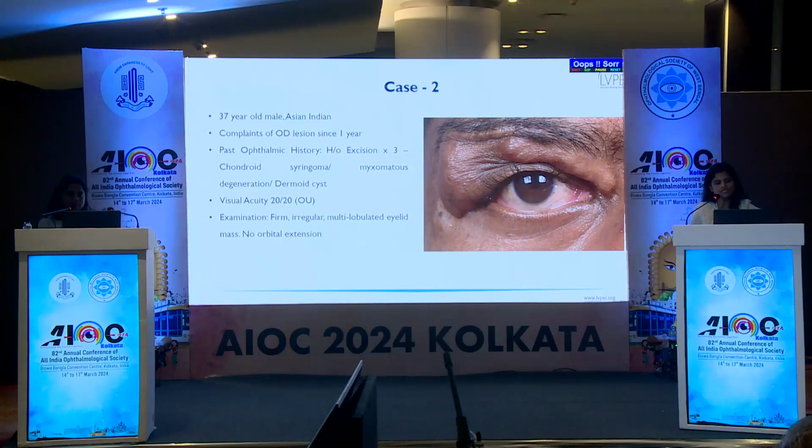And if you look into history as well, you can see that the patient has actually undergone 3 surgeries, and the diagnosis was different in different places. So he came with the report saying in one place they called it a chondroid syringoma, another place they just called it myxomatous degeneration and a dermoid cyst. So there were different diagnoses that the patient came with, and he had these multilobulated lesions which we could palpate very well. And the posterior extent of the lesion also was palpable.